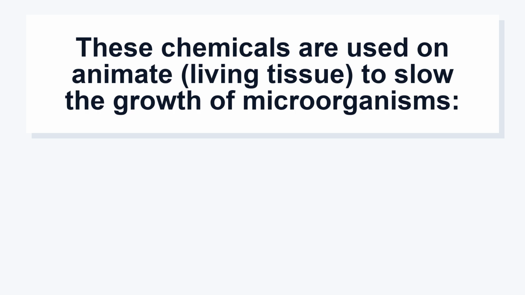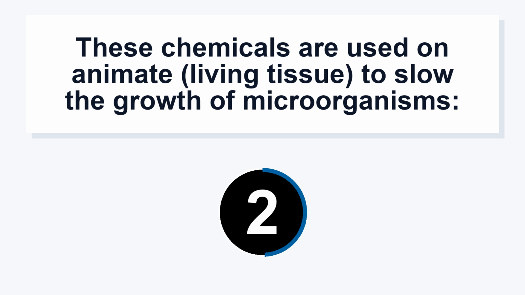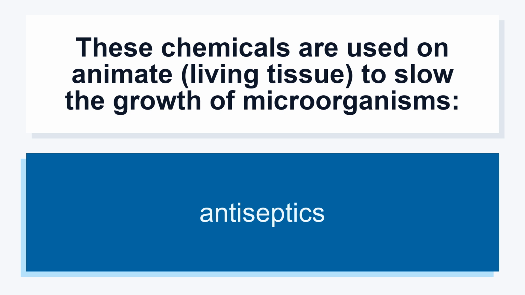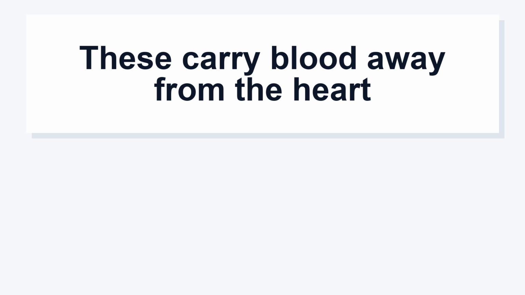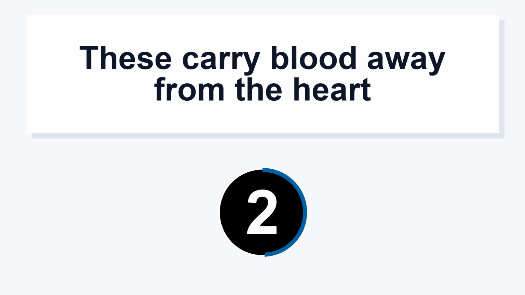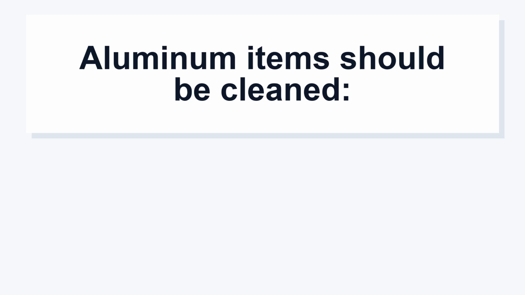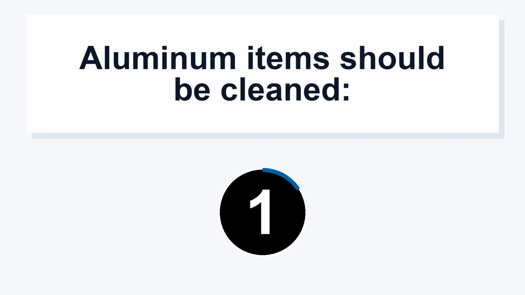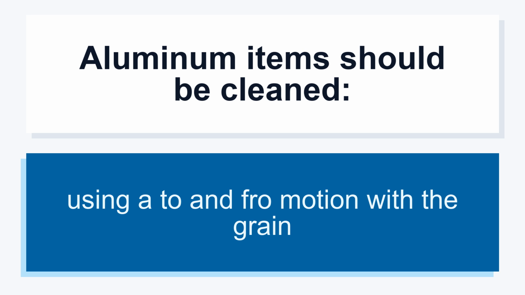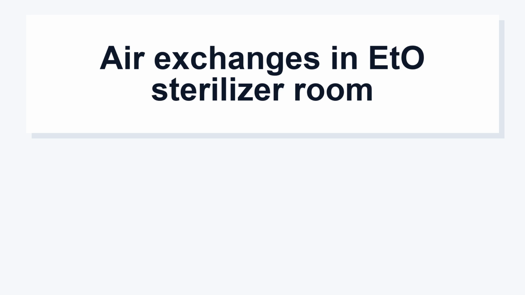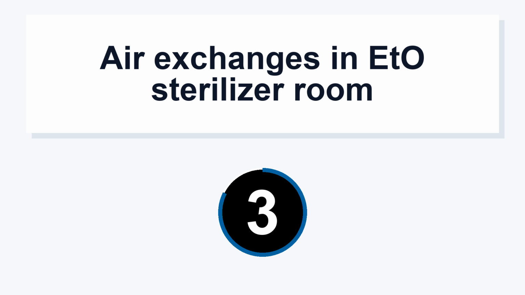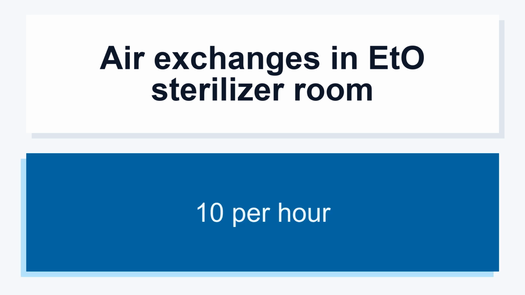These chemicals are used on animate, living tissue, to slow the growth of microorganisms. Antiseptics. These carry blood away from the heart. Arteries. Aluminum items should be cleaned using a to and fro motion with the grain. Air exchanges in the sterilizer room: 10 per hour.